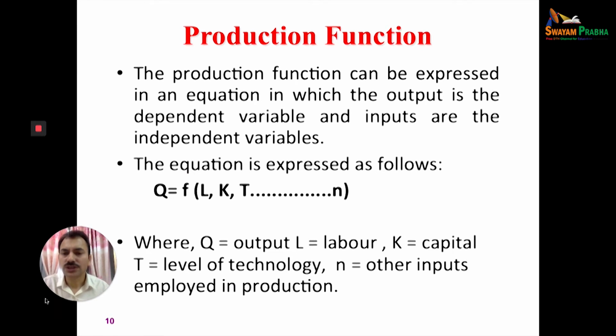So this Q is a function of these factors of production, and this is the technical relationship between quantity and inputs. Q means output, and these are inputs: labor, capital and technology. Quantity depends upon these factors of production.